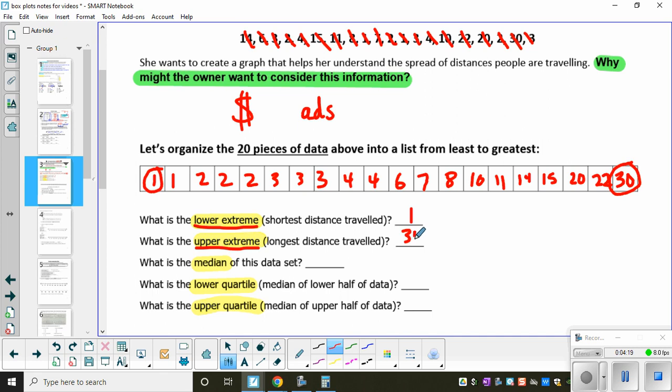So if you were ever asked to identify the lower extreme or the upper extreme, really simple. It does allow you to see the spread in the data, the range. So you could do 30 minus 1, and that would give you the range here of 29.